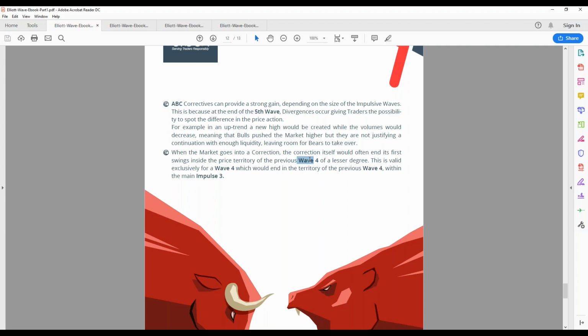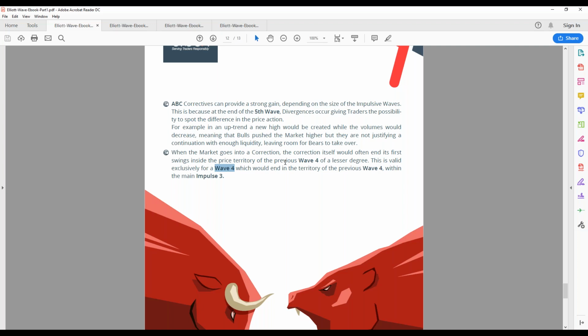As I said before, wave A actually terminates its first swings in the previous wave 4 price action. And most likely not only wave A, but when in an extension, for instance, in a third wave, wave 4 would typically end its last swings within the wave 4 of a previous degree, and this is a very valuable guideline right here. Wave 4 would typically end its last swings in the price action territory of a previous 4 of a lesser degree. What I mean by that is wave 4 of wave 3, the subwave of the previous wave 3.